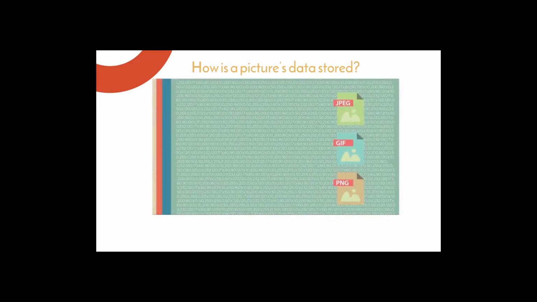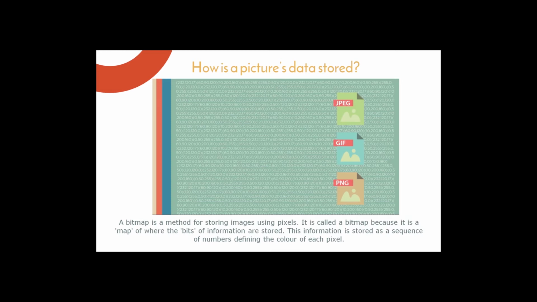This is an arrangement called bitmap, where the three number combinations required by each pixel are stacked up in an order. A bitmap is a method of storing images using pixels. It is called a bitmap because it is a map where the bits of information are stored. This information is stored as a sequence of numbers defining the color of each pixel.